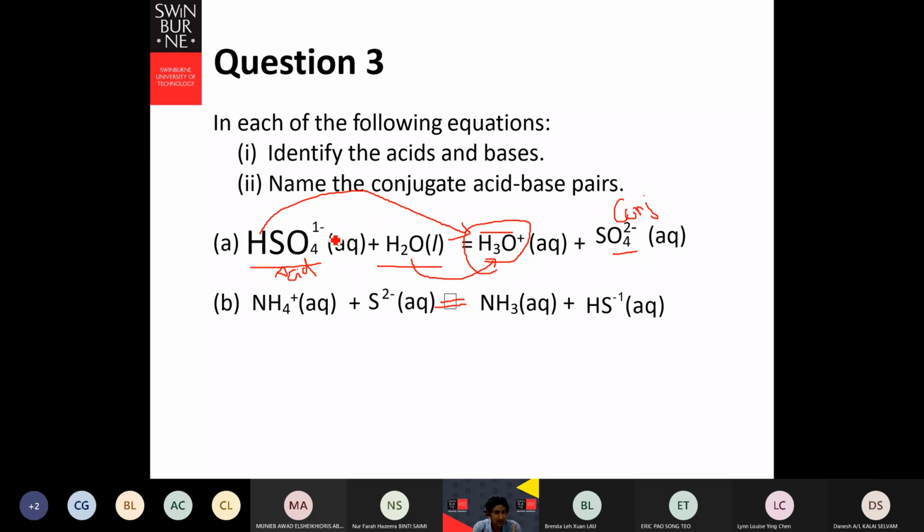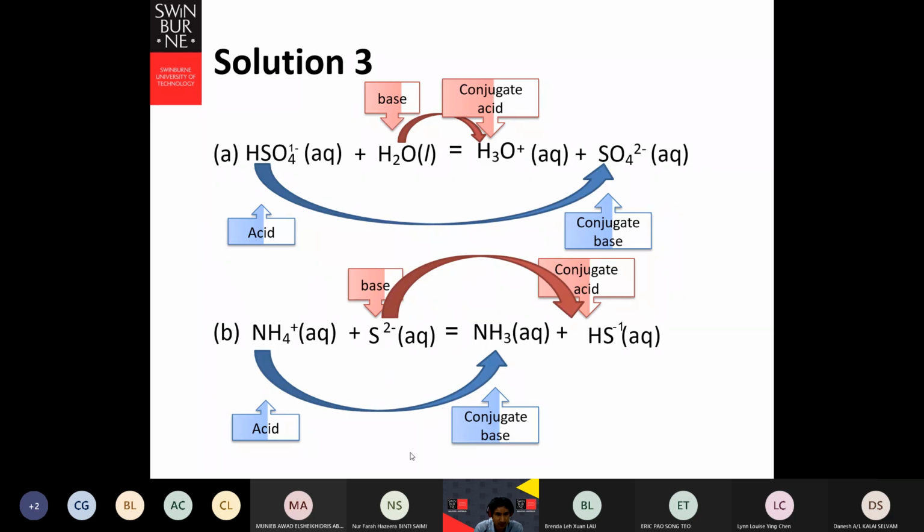So every acid will have its conjugate base, and every base will have its conjugate acid. And the same thing goes for here as well. You can see later.